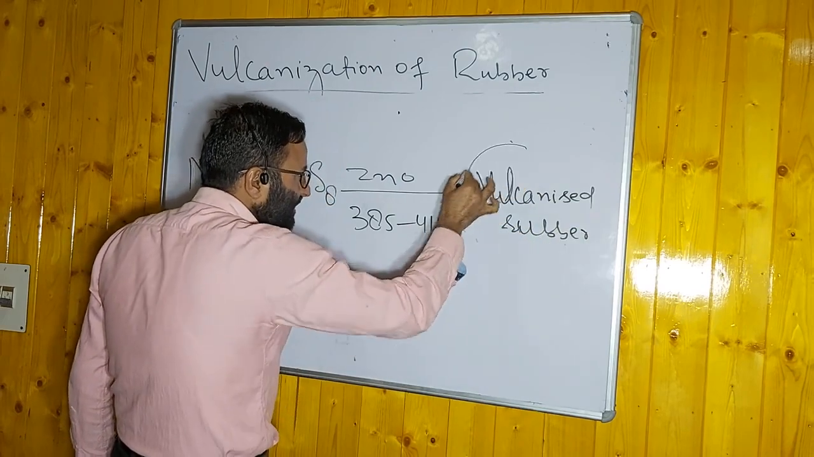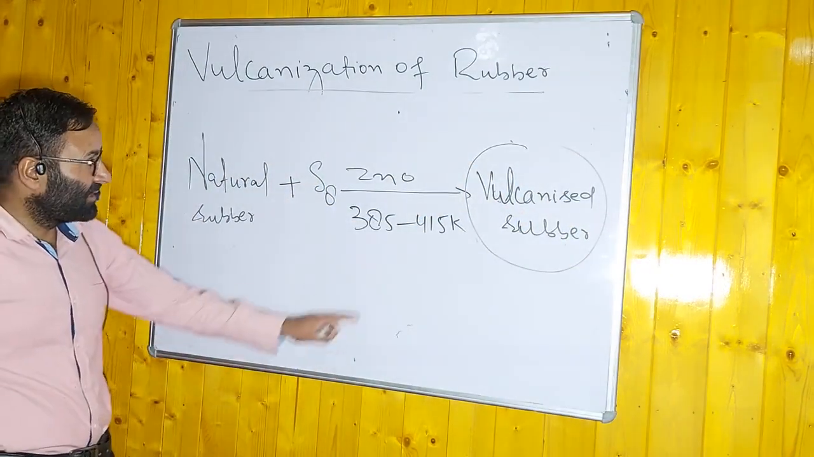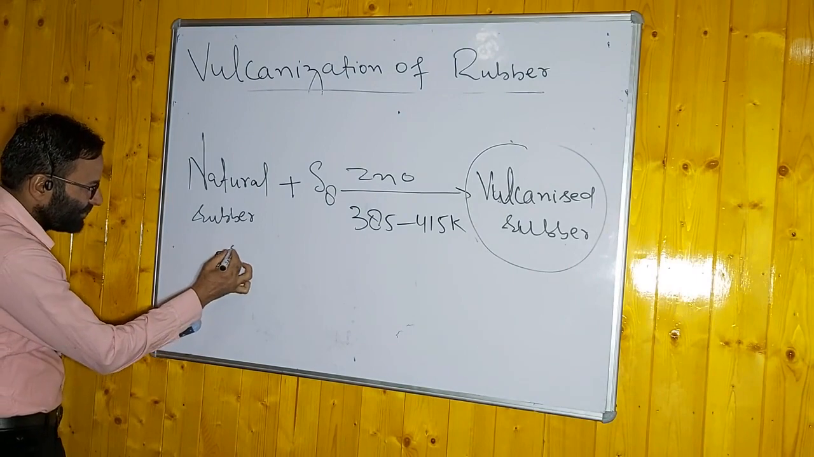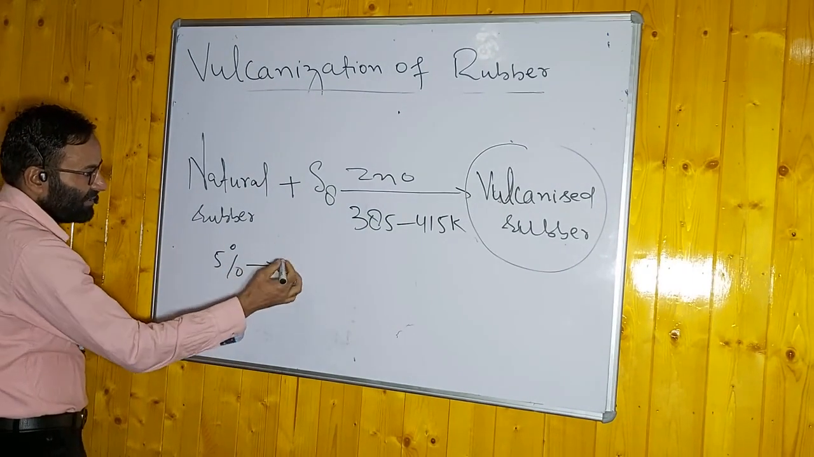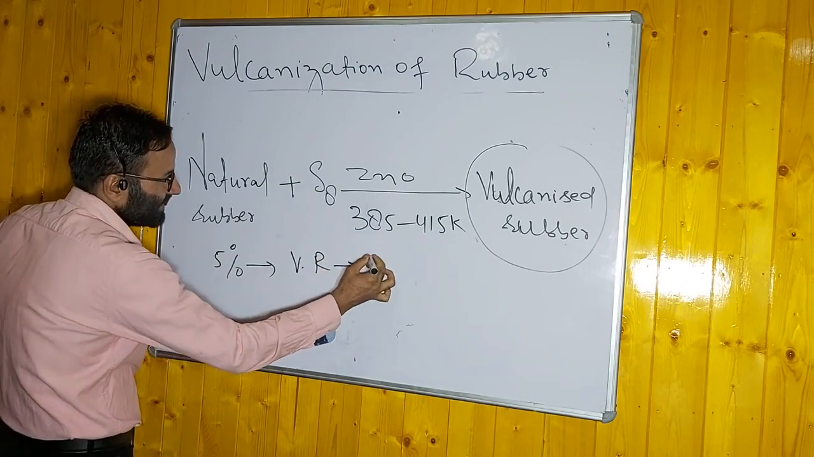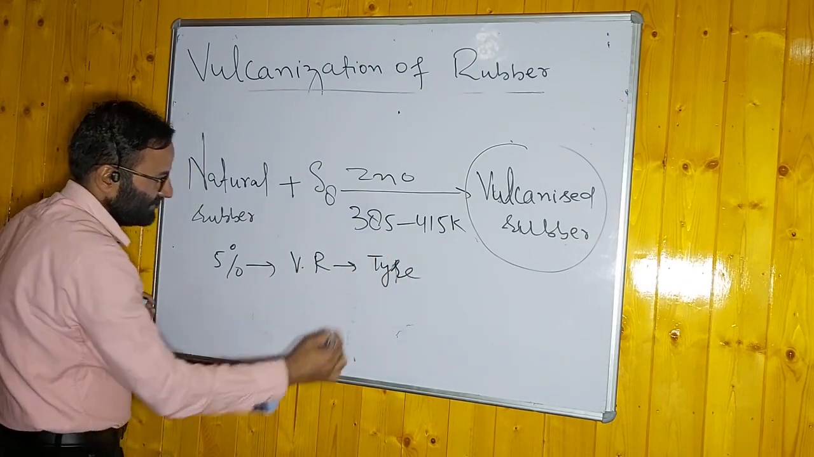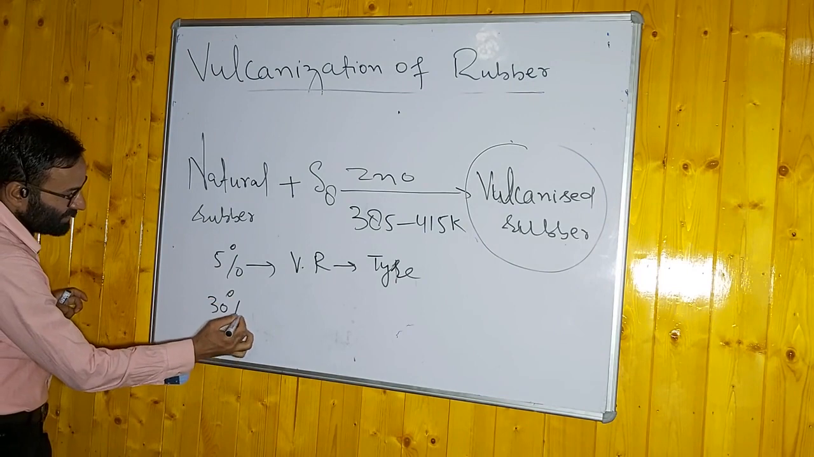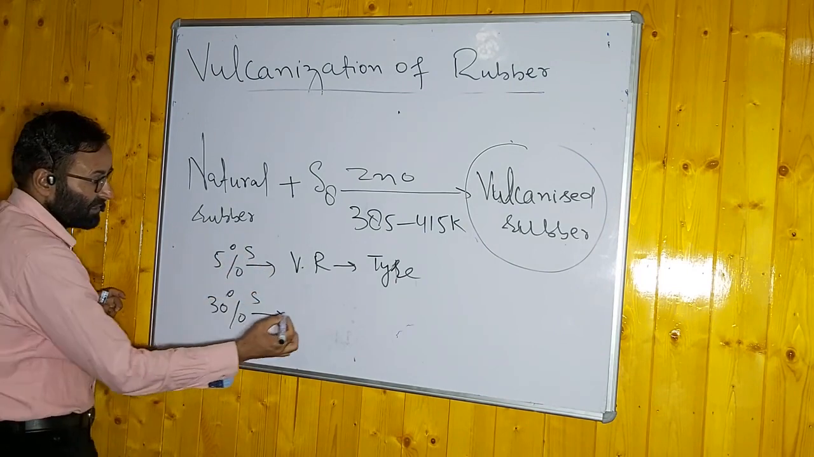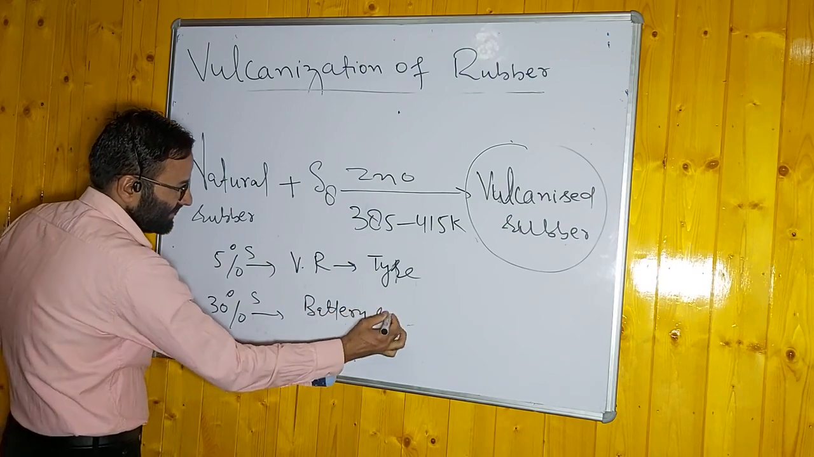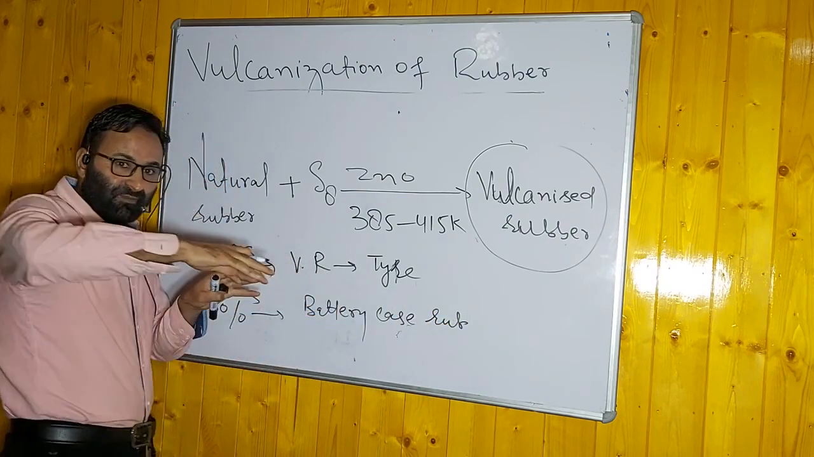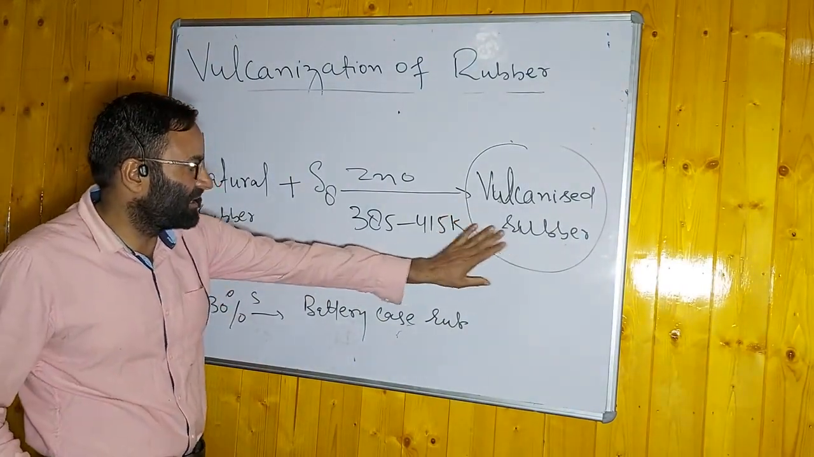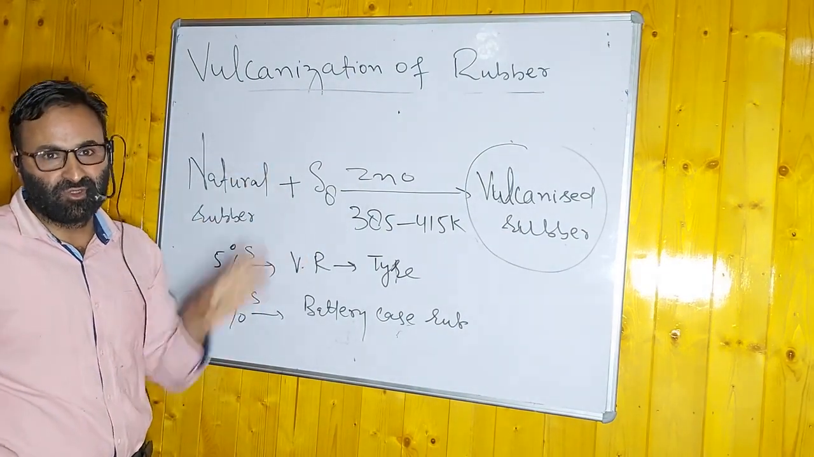Now the question arises, the hardness of vulcanized rubber. It depends upon the amount of sulfur added. For example, if you add 5% of sulfur, the vulcanized rubber is used for making tires. Remember this point, tires. If you have 30% of sulfur, it is used for making battery case rubbers. The rubber which is present outside the batteries, that's the battery case. It means that the hardness of vulcanized rubber depends upon the amount of sulfur added during the vulcanization.